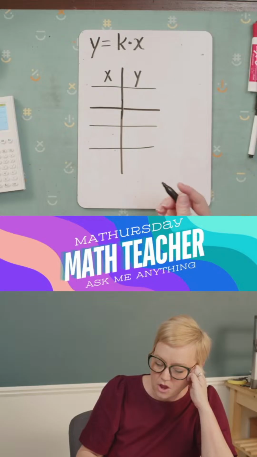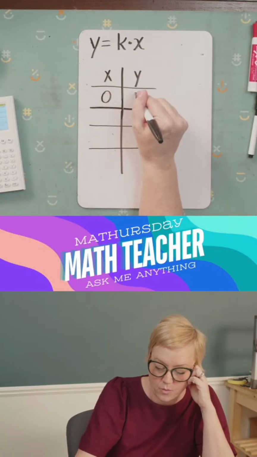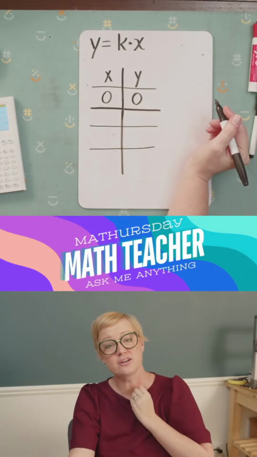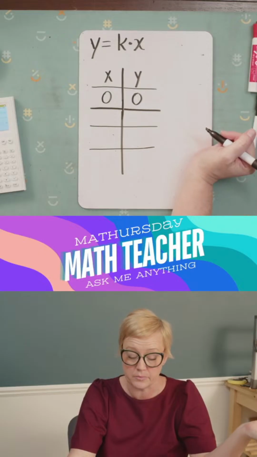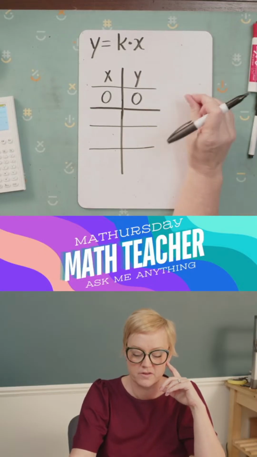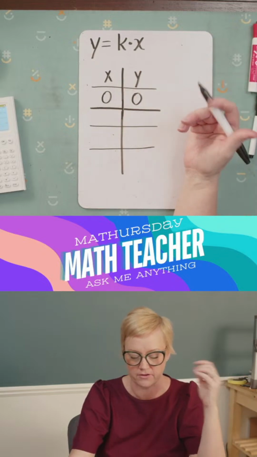Okay, so in a proportional relationship, when X is 0, Y is 0. If that's not true, it is not a proportional relationship. It could be a linear relationship, right? But it's not proportional. So you've got to have that 0, 0. Now that doesn't help me to figure out the K value, right?